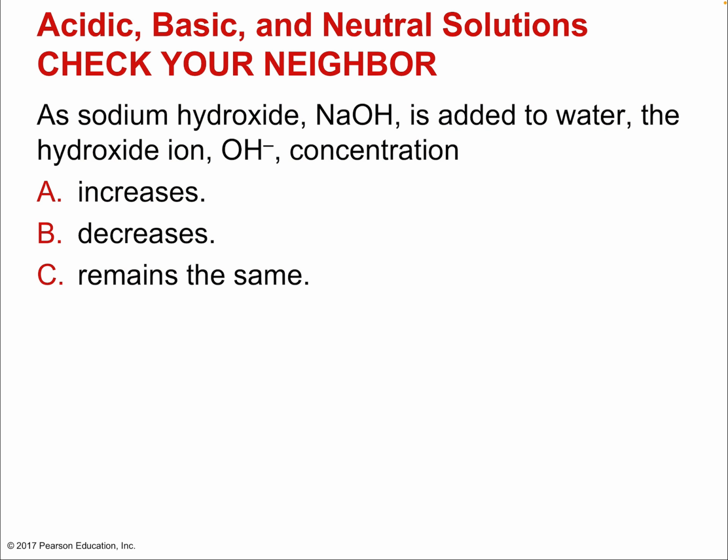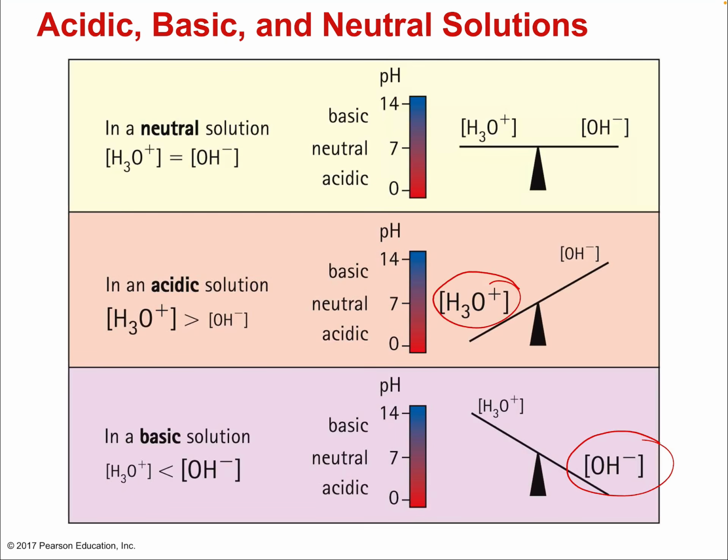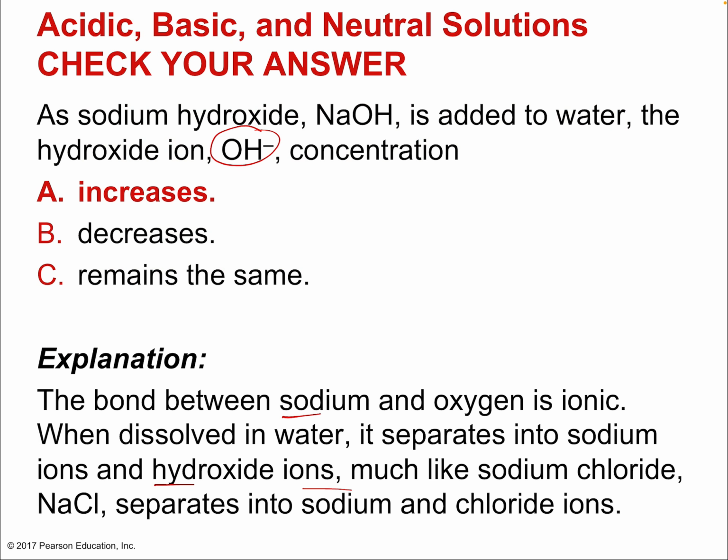So as sodium hydroxide, NaOH, is added to water, the hydroxide ion, OH-, concentration should do what? Should it increase, decrease, or remain the same? Well, it's going to increase because the bond between the sodium and the hydroxide is ionic, which dissolves in water, as all ionic bonds dissolve in water due to the polarized nature of the water molecules. It separates into sodium ions and hydroxide ions. So adding this compound makes the water more OH-, which is to say it becomes more basic.